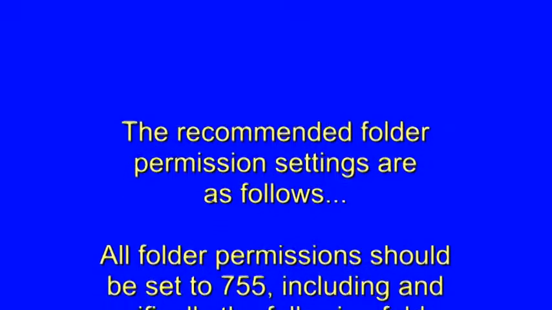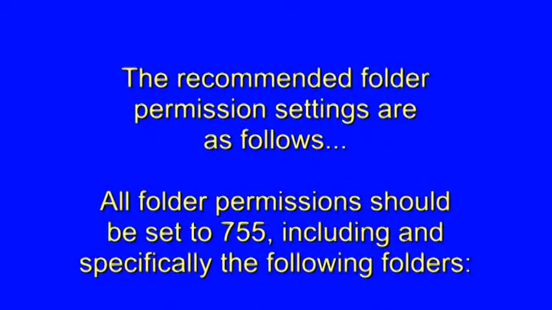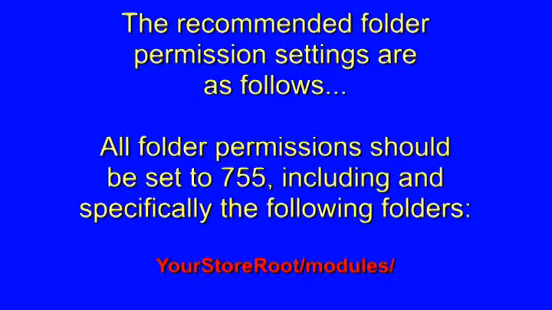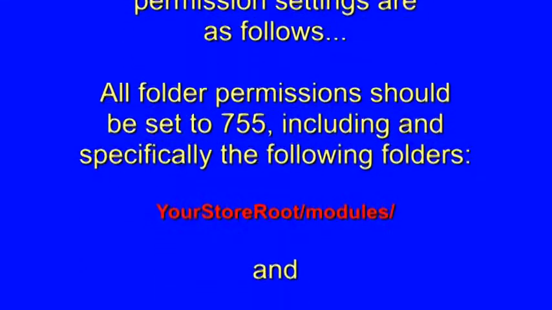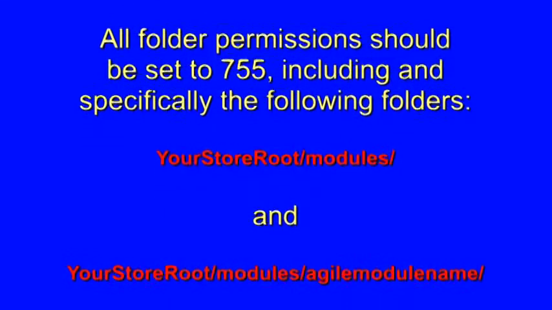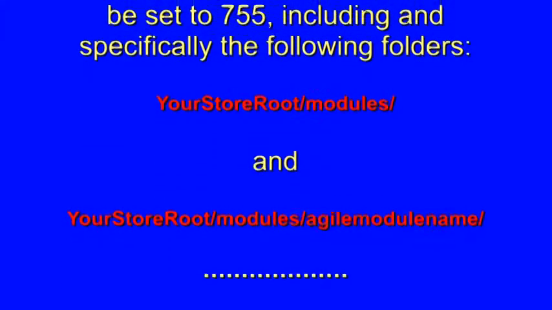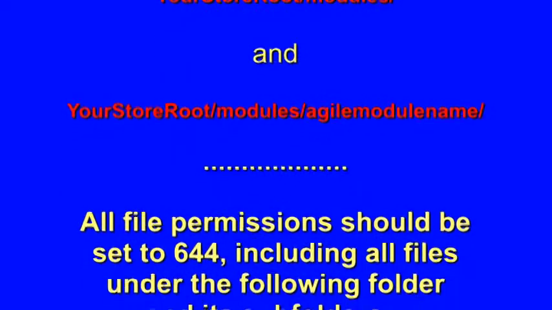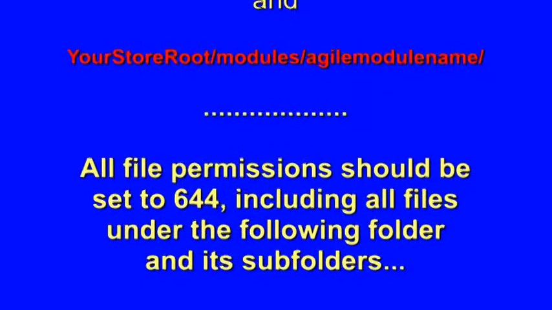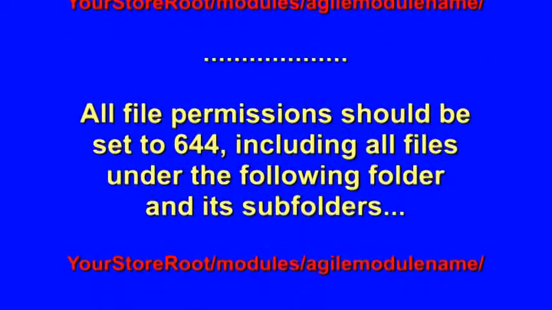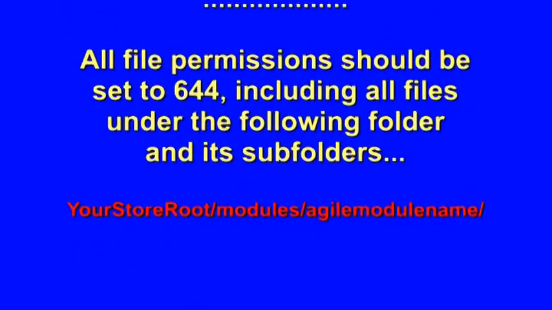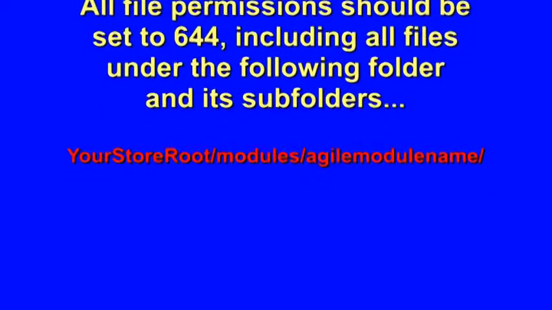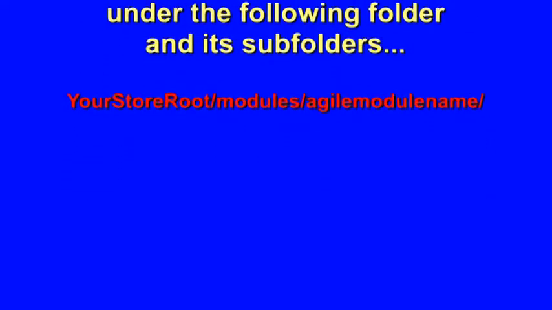The recommended folder permission settings are as follows. All folder permissions should be set to 755, including and specifically the following folders: the modules folder itself within your store root, and the Agile module subfolder contained within the modules folder. All file permissions should be set to 644, including all files under the Agile module folder and its subfolders.